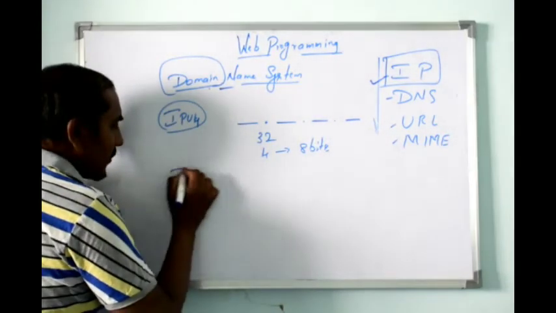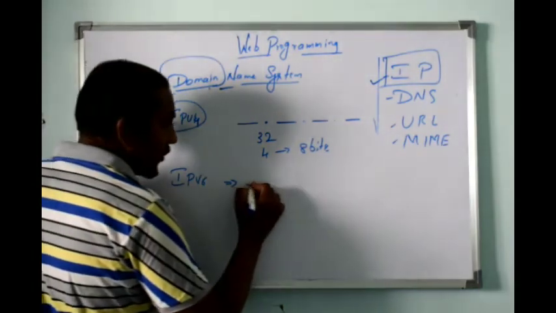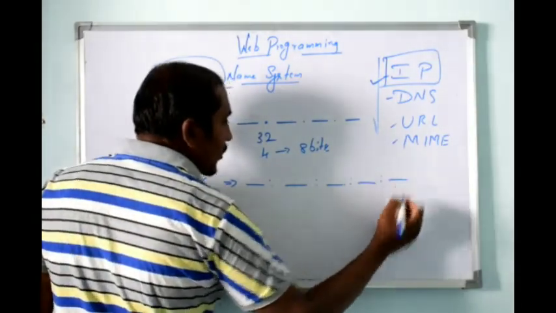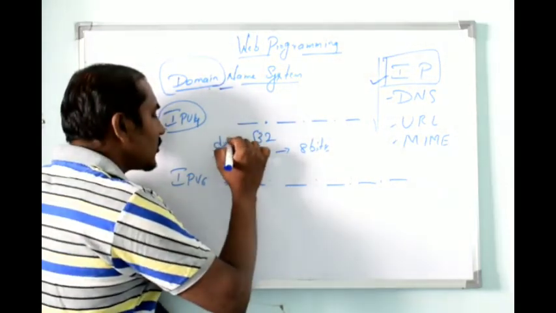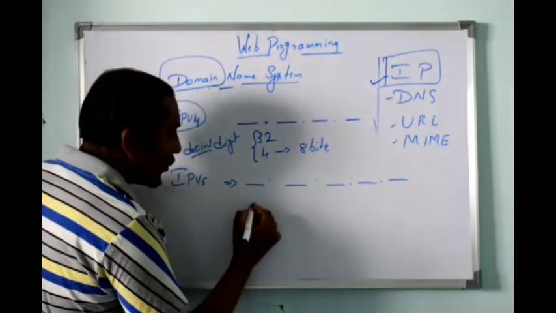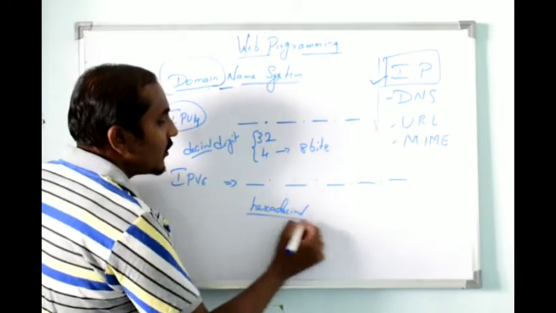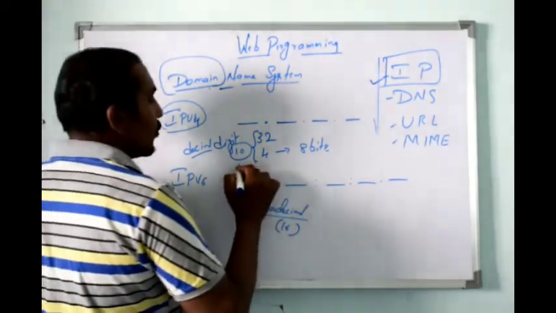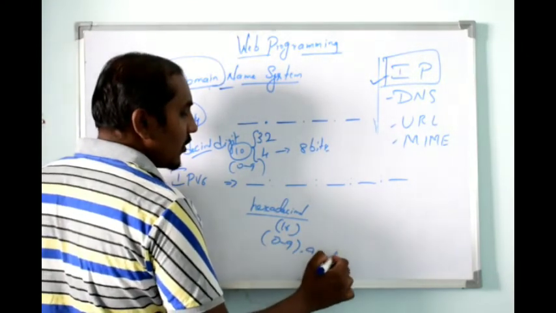Okay, the next type of IP address we have is IPv6, which we divide into sections separated by colons. In IPv4 we use decimal digits, which include only 10 symbols, that is 0 to 9. Here in IPv6 we use hexadecimal digits, which include 16 symbols: 0 to 9, followed by A to F.